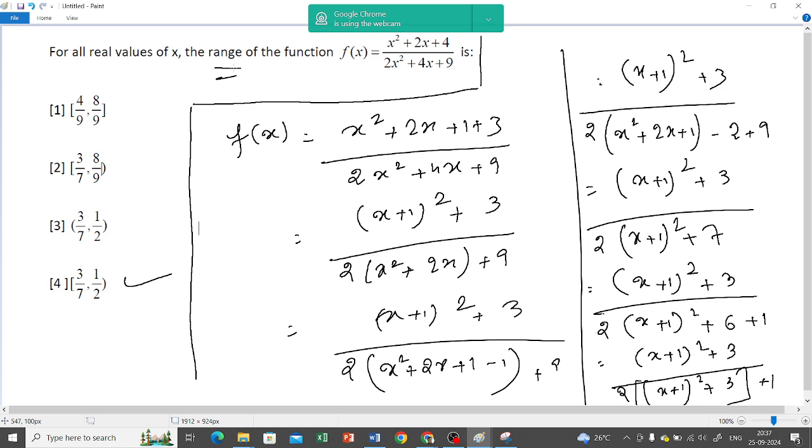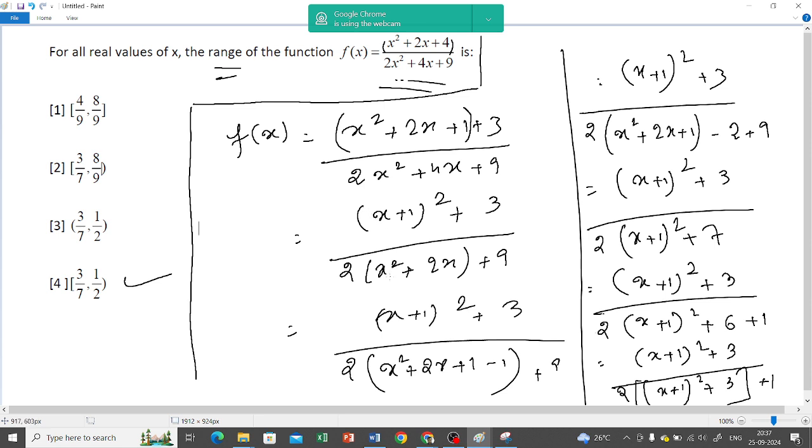Okay, so f(x) is given as (x square plus 2x plus 4) in the numerator. Now this is broken down as x square plus 2x plus 1 plus 3. Why? Because I can express this as (x plus 1) whole square, plus 3.